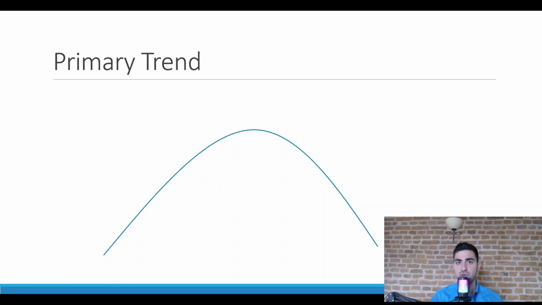One cycle consists of one primary bull and one primary bear trend. Generally, the bull trend lasts longer than the bear one. Here you can see an illustration of primary trend. Of course, this is an ideal situation. In reality, the bull and the bear part are different in terms of their magnitude.